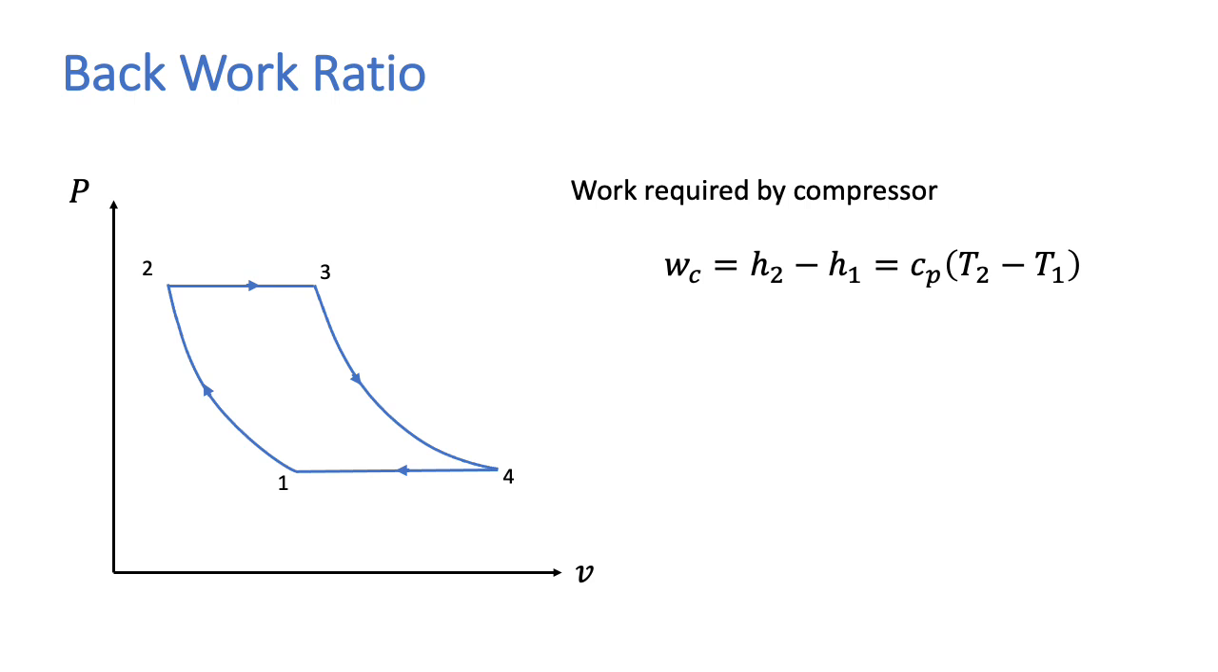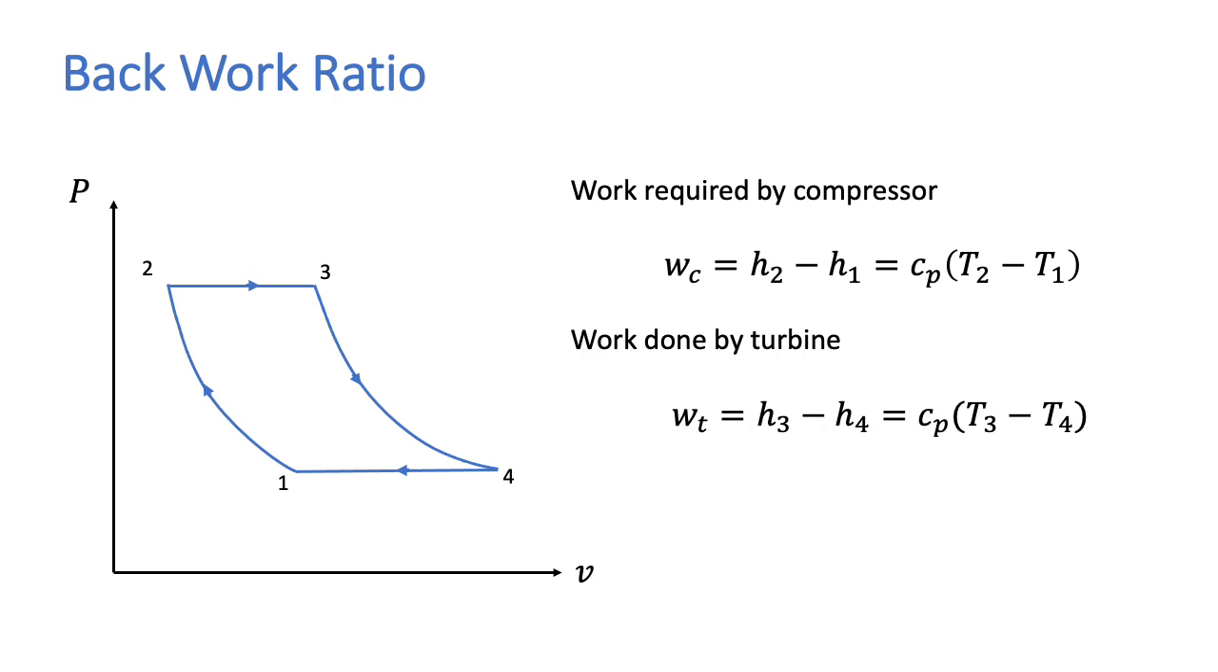We can calculate the work required by the compressor. The work per unit mass of fluid equals H2 minus H1, and this equals Cp, T2 minus T1. The work done by the turbine, W2, is equal to H3 minus H4, and this equals Cp, T3 minus T4. The back work ratio, which is the ratio of the work required by the compressor to the work done by the turbine, equals H2 minus H1 divided by H3 minus H4.